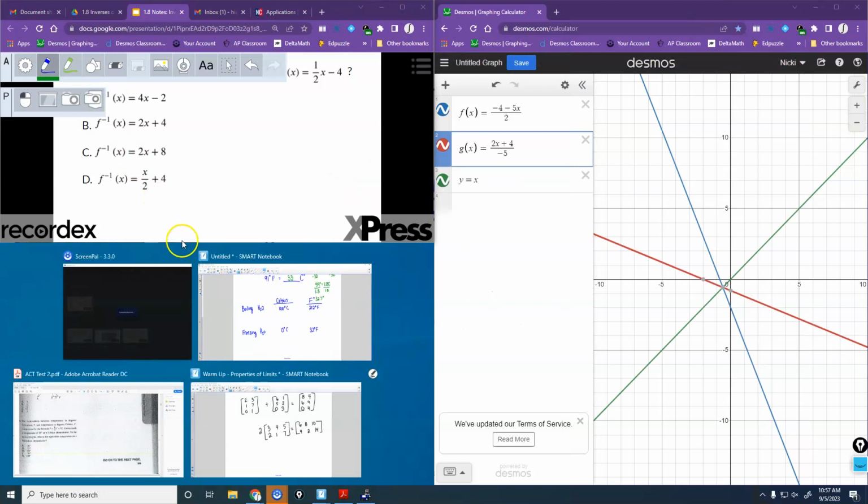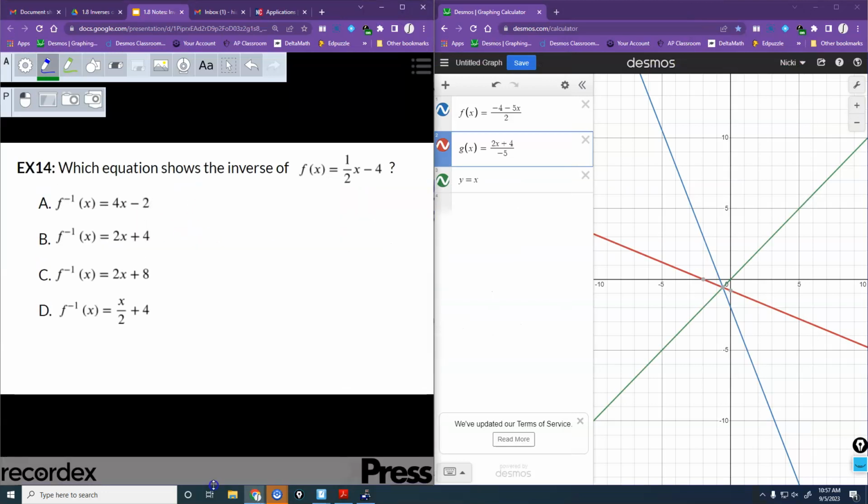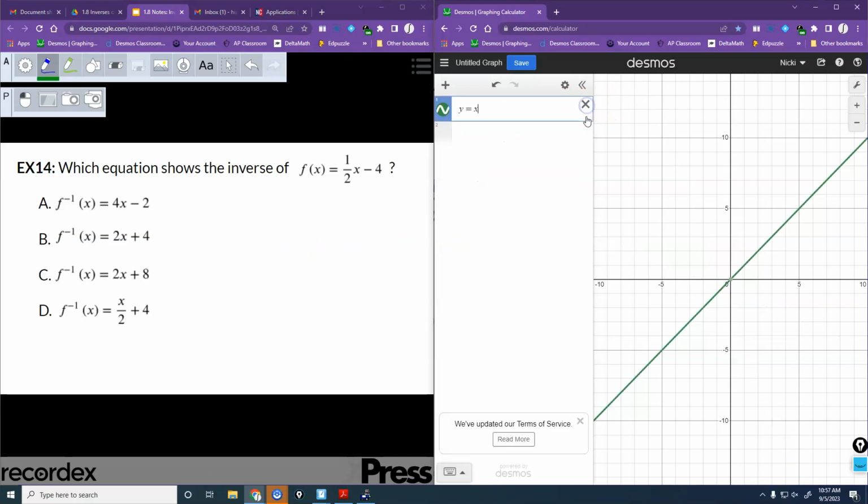Everybody pull up Desmos. I want everybody to have this on their screen. I'm going to show you a Desmos trick that should really be illegal, but it's not. So this is like a tax loophole. If it's not illegal, you should just go ahead and use it. This makes it so you don't have to know how to do it by hand at all, if the questions are multiple choice.